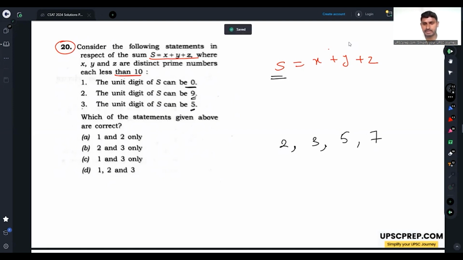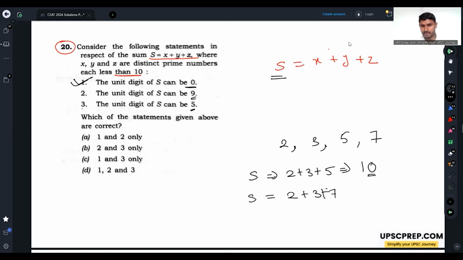And if I take any three, all the possibilities of the sum, first possibility of sum is, let's say, 2 plus 3 plus 5. तो यहाँ पे क्या आ जाएगा? It will be 10. So I can see 0 as the unit digit. मतलब this is correct. Okay. Then yes can be 2 plus 3 plus 7. तो यहाँ पे क्या आ जाएगा? It will be 12. Okay. Yes can be 2 plus 5 plus 7.